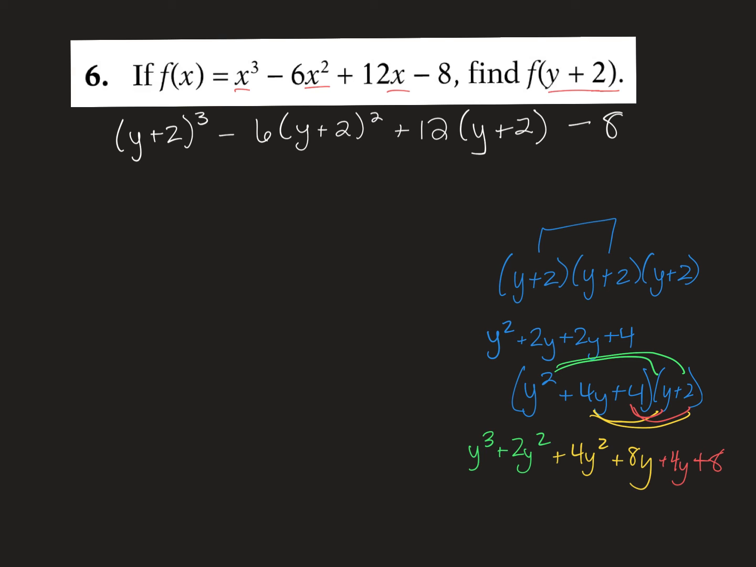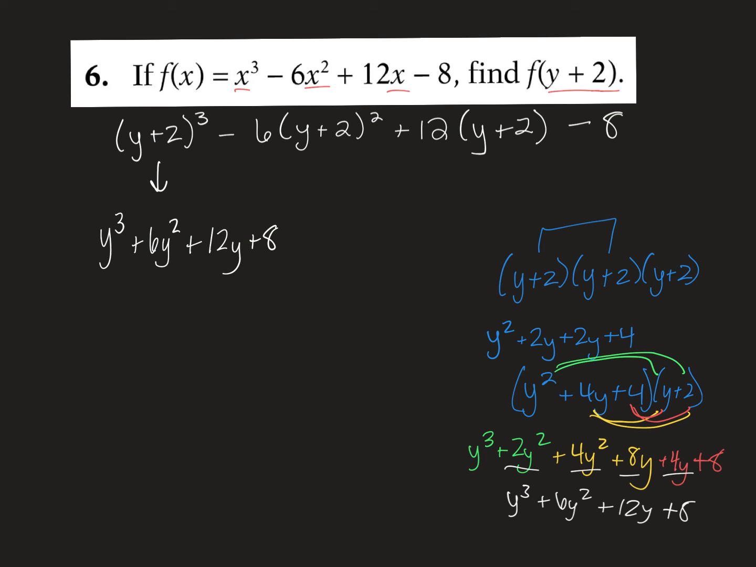Okay, so then let's simplify that down. So we get y cubed plus 6y squared plus 12y plus 8. So that's what that becomes. Then we already squared y plus 2, right? That's what we got here. So I'm just going to bring that over.